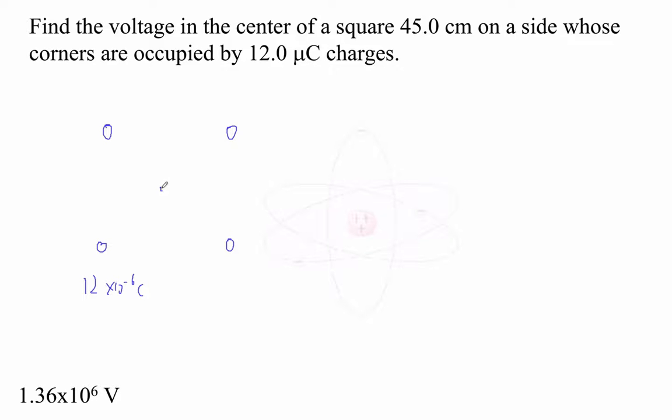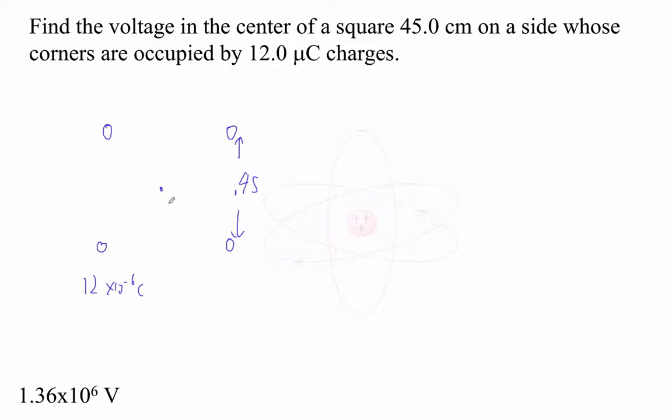Okay, so what it's going to be is 4 times the potential due to any one of those, right? So now the question is, what is that distance there? If this is 0.45, how far is it from a corner to the center? If this whole thing here is 0.45, right?